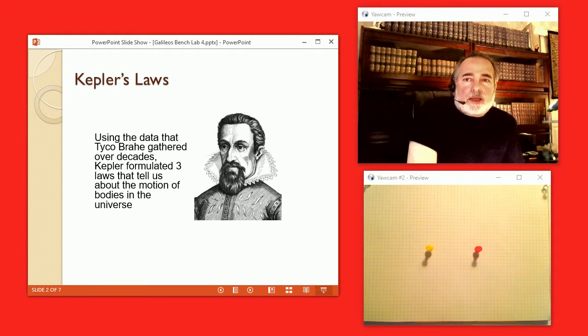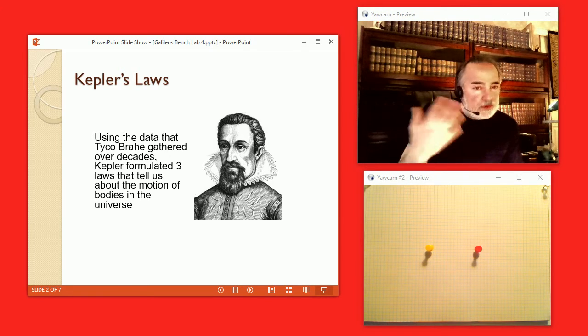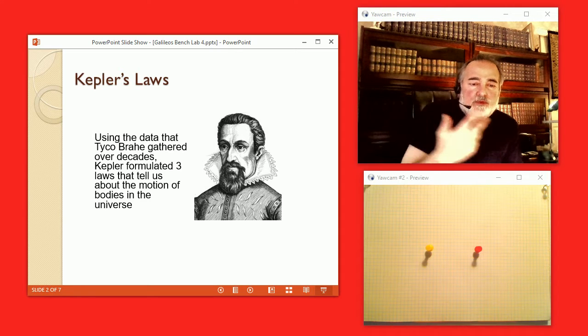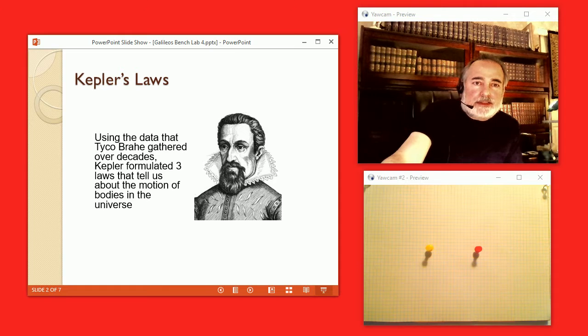So we're going to talk about Kepler's laws. Kepler formulated these laws using the data that he got from Tycho Brahe, who gathered that data over many, many years. And he formulated these three laws that tell us how the universe really moves. Not only the movement of planets, but the movements of galaxies as well.